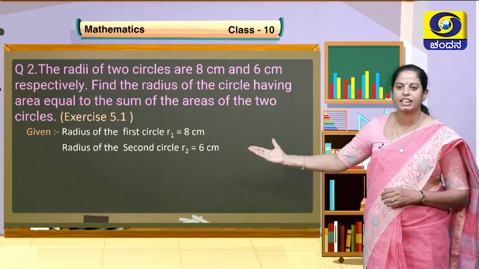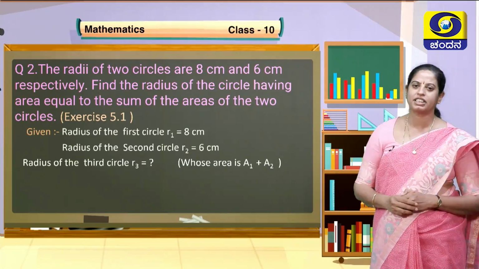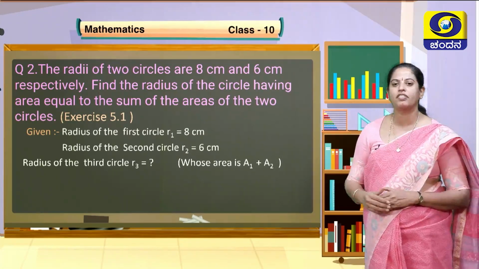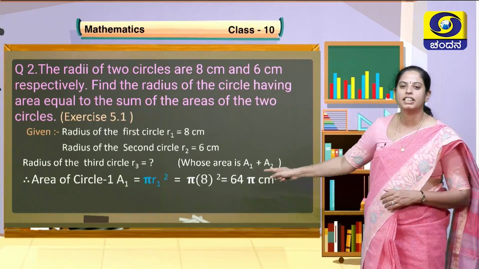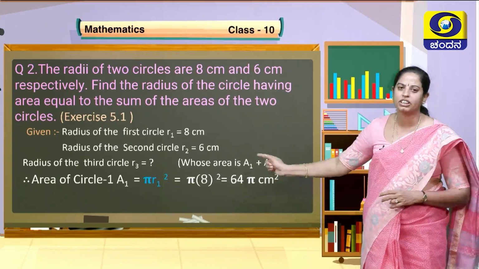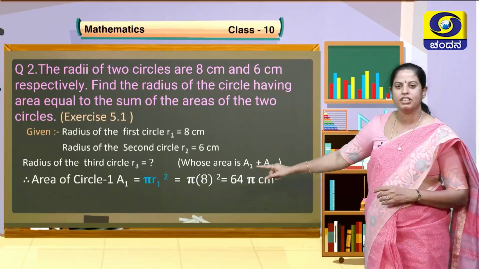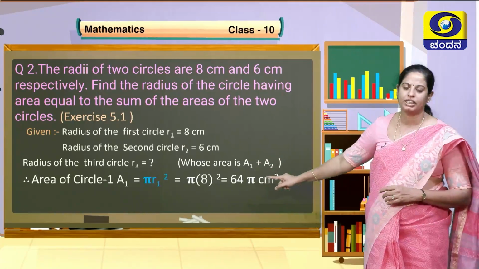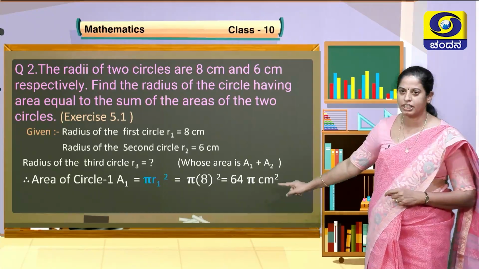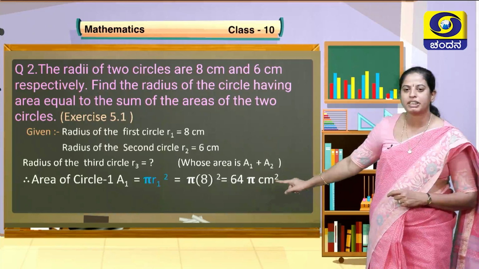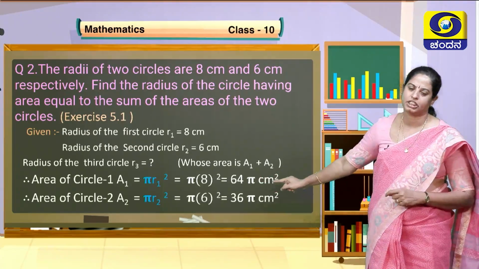Radius of the second circle R2 equals 6 centimeter. To find the radius of the third circle, we need to find the areas of the first and second, because the area of the third circle is the sum of the areas of the first and second. Therefore, area of circle 1 is denoted as A1, which is equal to pi R1 square, that is pi into 8 square. On simplification, you are going to get 64. I am expressing the area in terms of pi, 64 pi centimeter square.